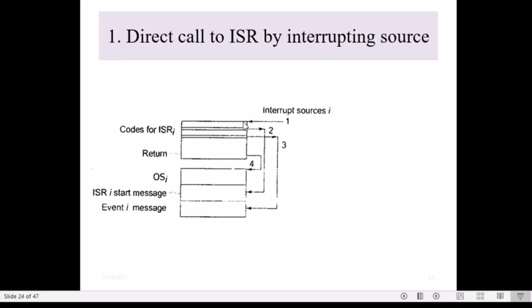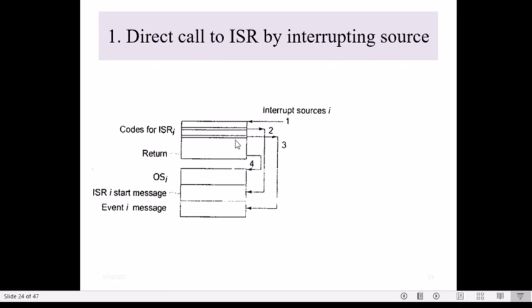At that time, CPU may be executing some other process, so that process is to be suspended for some time for the interrupt service routine to be executed. So that is informed to the operating system. ISR start message is given to the operating system, so that is denoted as 2.